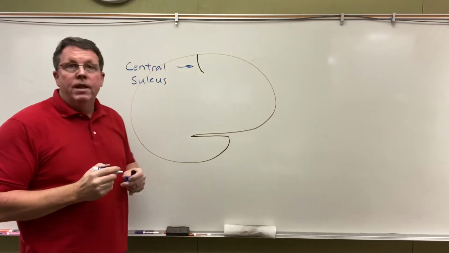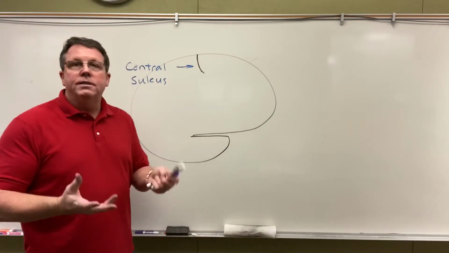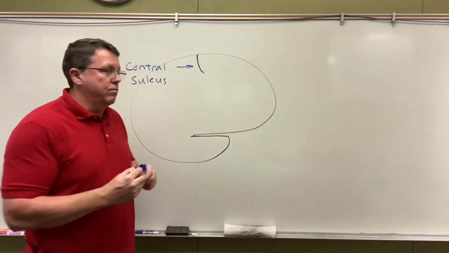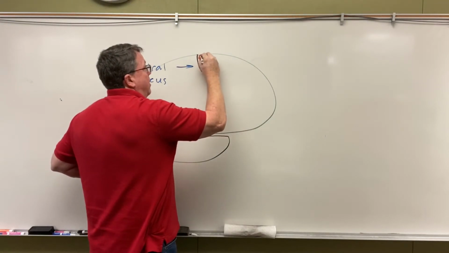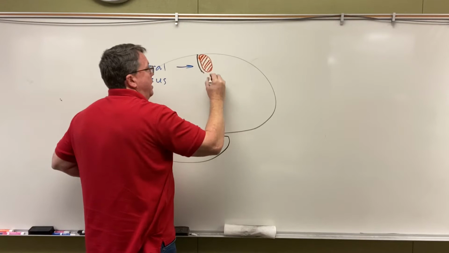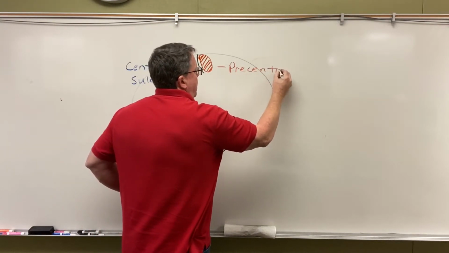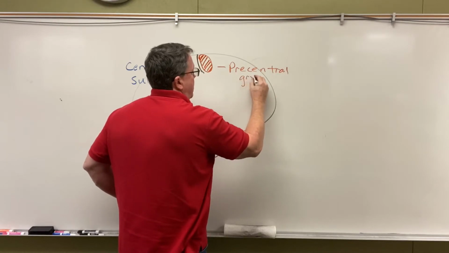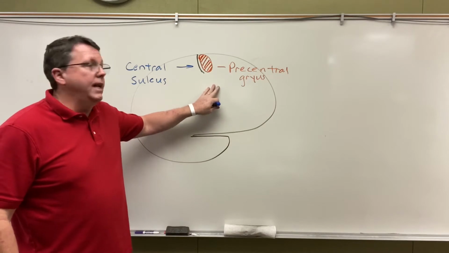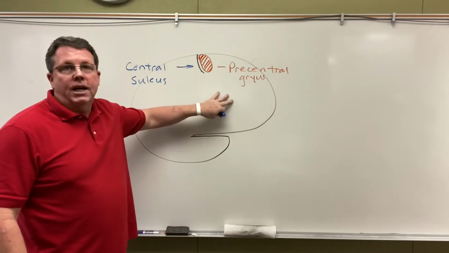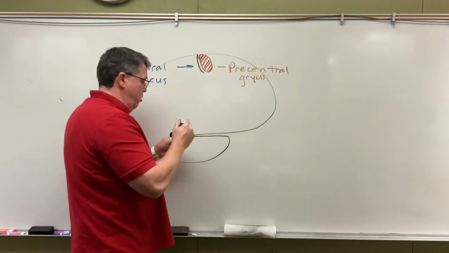That's right there. Now, in front of my central sulcus, I am going to have basically nerves, or the brain, the solid part of the brain, which is going to be right here. And this is going to be called my precentral gyrus. Okay, and that's basically the solid part. When you look at the brain, what you're looking at is you're looking at gyri. That's plural for gyrus.